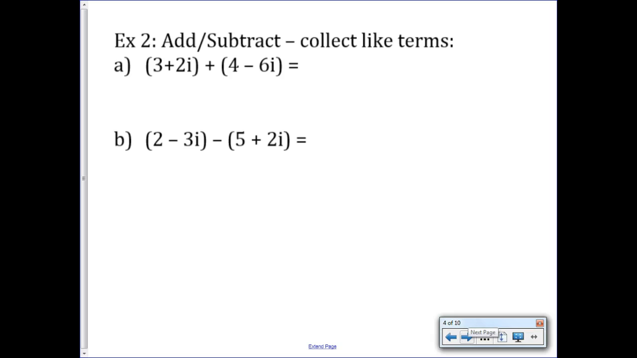So when we add and subtract, we collect like terms. We treat that i kind of like it's a variable. So when I add here, I just do 3 plus 4 is 7. And then I do 2i plus -6i, and I get -4i. Same thing when you're subtracting, so 2 minus 5 is -3. And then -3i minus 2i is -5i.